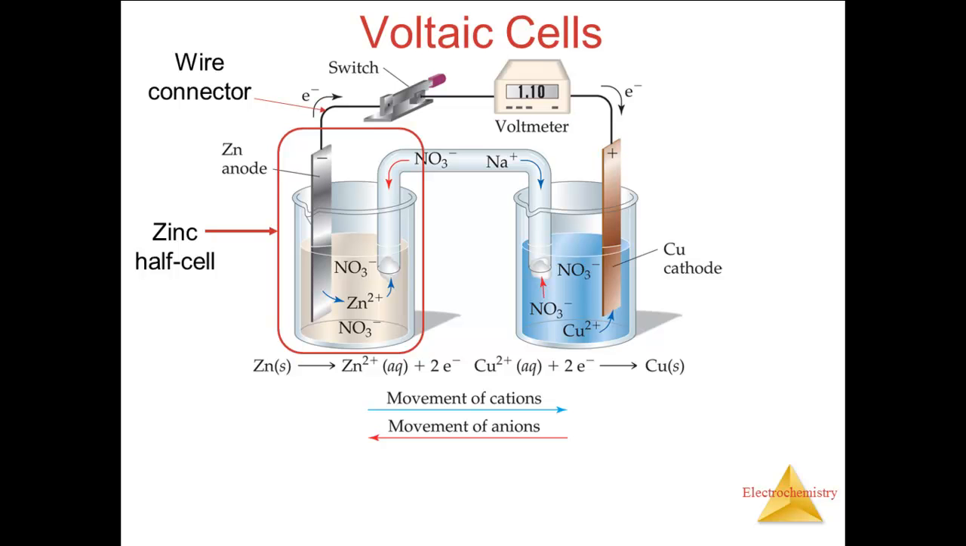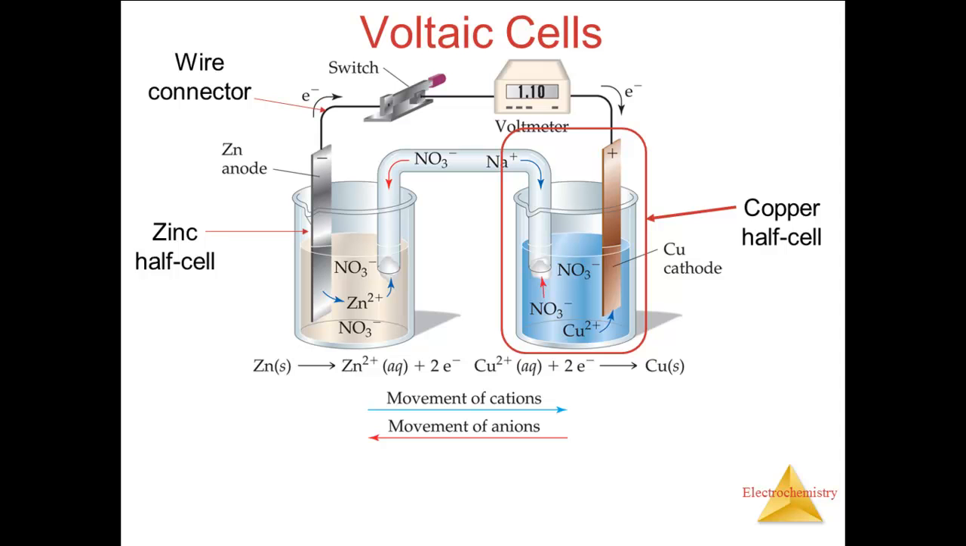The zinc half cell. In a typical half cell, both the oxidized form and the reduced form are present. In this case, the oxidized form is the zinc 2+ ions in the solution, and the reduced form is the zinc metal, which is used as the electrode for the half cell. The copper half cell. The reduced form is the copper metal, which forms the electrode for the half cell. The oxidized form is Cu2+ ions in solution.